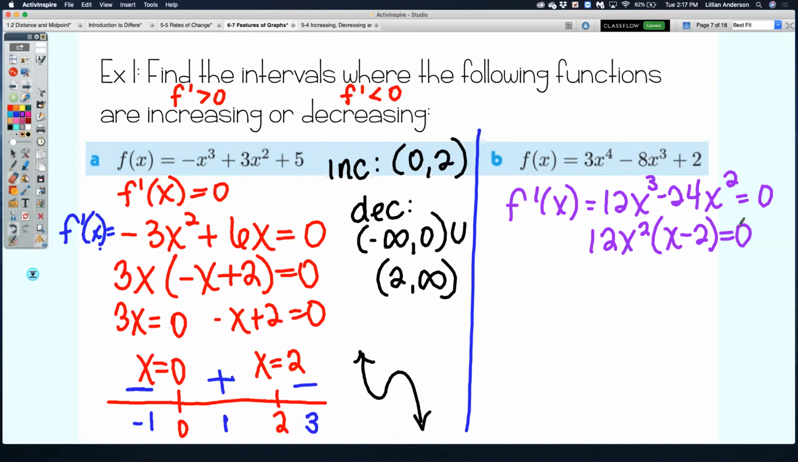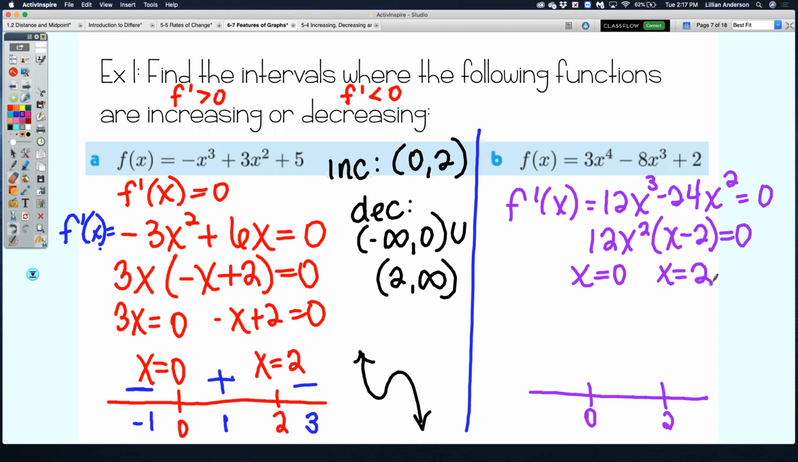Alicia, solve this out for me. When you do the sign line, you put in 0 and 2. So that's what I got when I solved back up here? Yes. Okay. We do need to put both of those numbers on our number line.